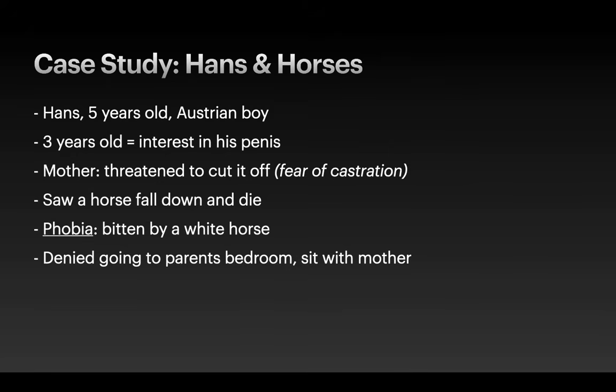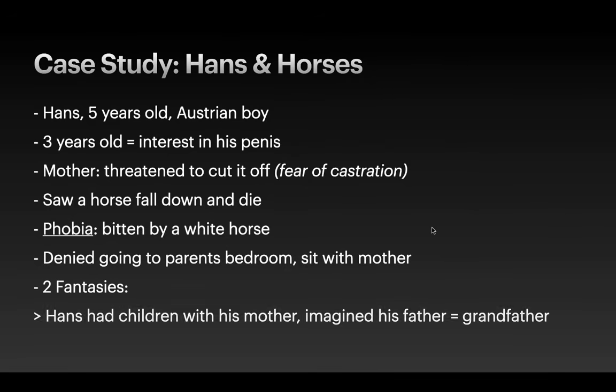What was also interesting was that in his case study, he enjoyed going to his parents' bedroom and sitting with his mother. But he was now denied going to the parents' bedroom, right? His father denied him. He used to love going to the bedroom and keeping his mother company. His father started to deny him this privilege, right?